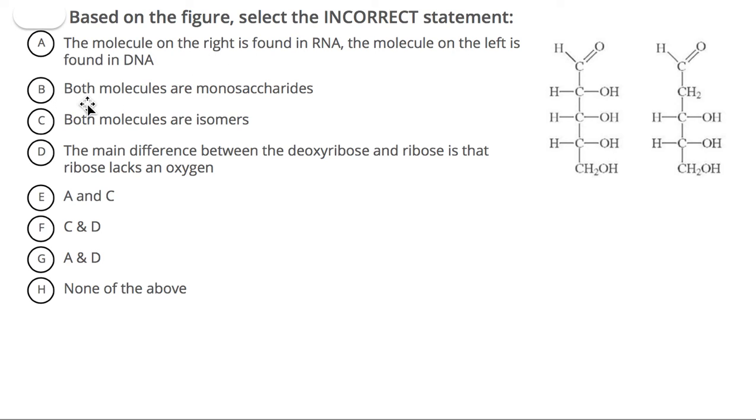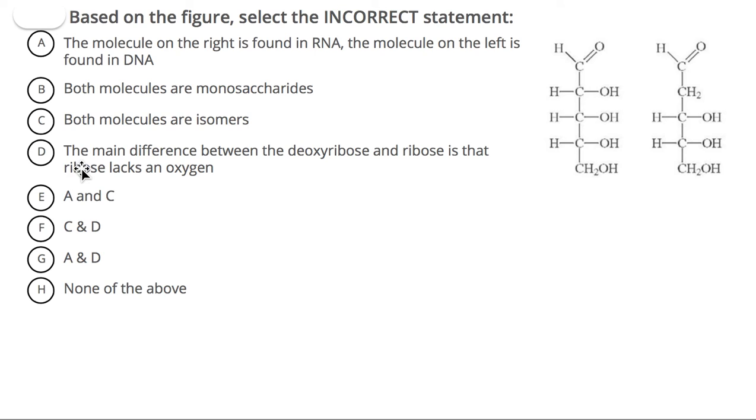Option B, both molecules are monosaccharides. Of course, that's correct. So we cannot select this answer because we're looking for the incorrect statement. Option C, both molecules are isomers. Are they isomers? Well, one doesn't have the oxygen, the other one does have an oxygen in carbon number 2. So that will throw away the same molecular formula. So no, they're not isomers. So C is another potential incorrect statement. So far we have option A and option C.